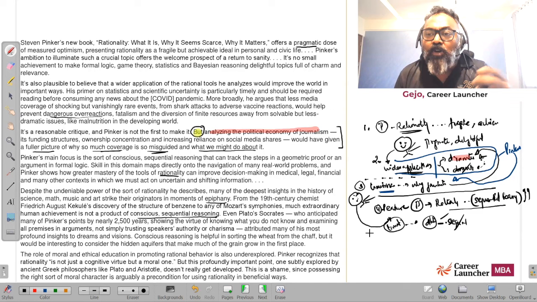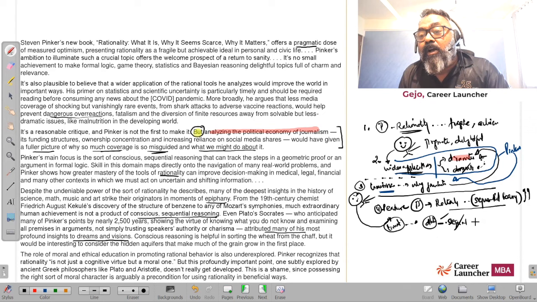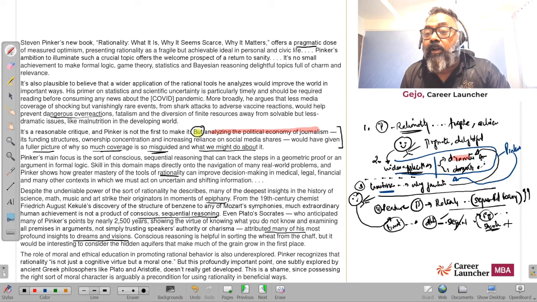Even Plato's Socrates, who anticipated many of Pinker's points nearly 2,500 years ago, showing the virtue of knowing what you know and examining all the premises and arguments, not simply trusting an authority's charisma, attributed many of his most profound insights to dream and vision. So now he's talking about another example. There are a lot of examples mentioned, from Mozart and many others. And also Socrates: while Socrates agrees with Pinker, he also has a lot of material based on dream and not necessarily on sequential reasoning.